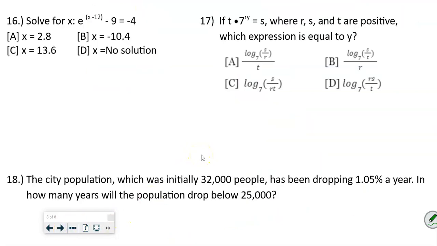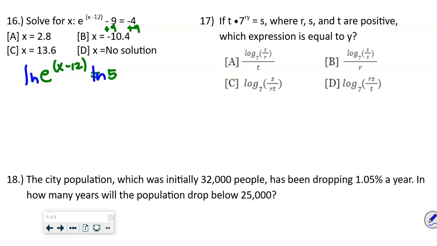All right, solve for x. So here, we're going to actually add 9 to both sides first, okay? That's what I'm going to do before I move it down here. e to the x minus 12 equals, isn't that going to be 5? So how do we get rid of the e again, y'all? We take ln of both sides, right?